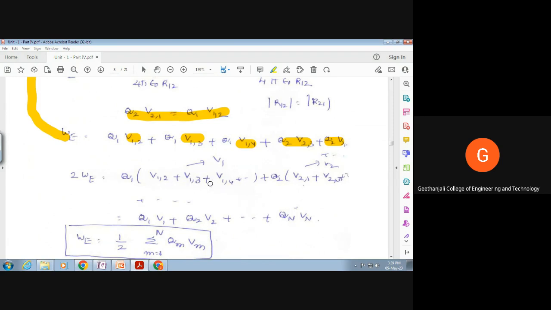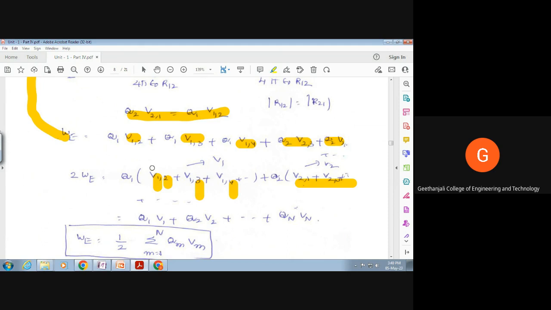V12 plus V13 plus V14, etc. What is this one? It is the total potential at point 1 because of Q2, because of Q3, because of Q4, and the last one is because of Qn. So this is the total potential at point 1 because of the remaining point charges Q2, Q3, Q4, and so on. Similarly, what is this one? V21 plus V23 plus V24, etc. This is the total potential at point 2 because of the remaining charges Q1, Q3, Q4, etc.